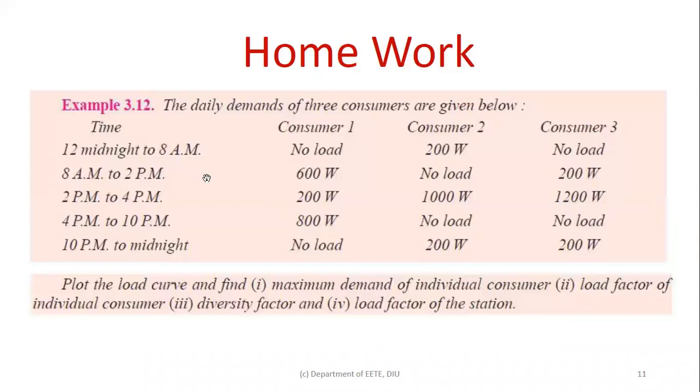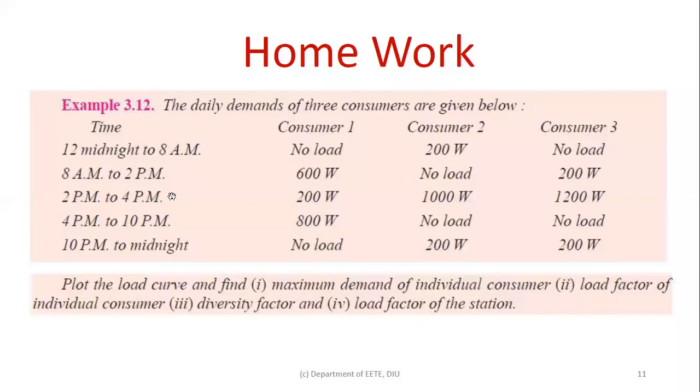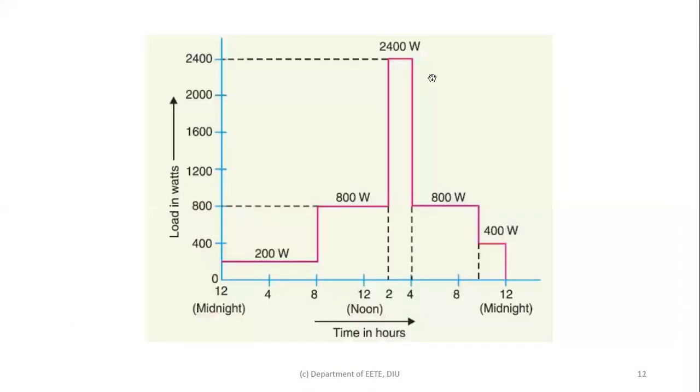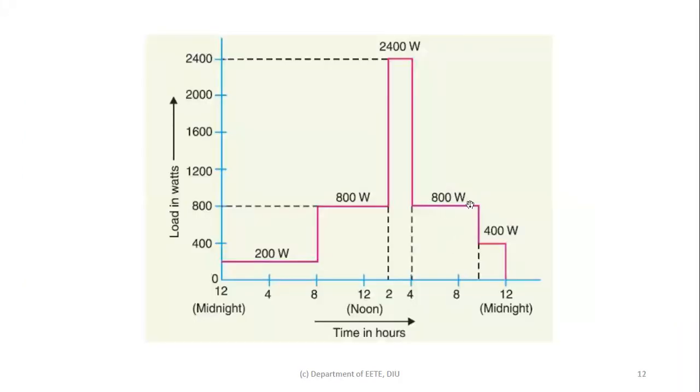From 8 to 2, we have 600, no load, and 200. That means 600 plus 200, 800. So 8 to 2 p.m. will be 800. You can see that is 800 from 8 to 2. Similarly, from 2 to 4, that is 200, 1000, 1200. That means 2400. You see 2400, that will be from 2 to 4. In a similar way, 800 and finally 400.